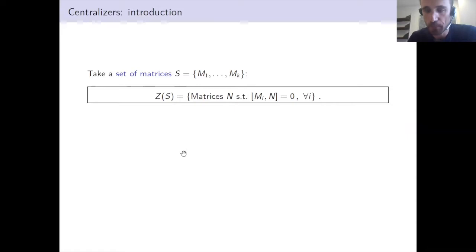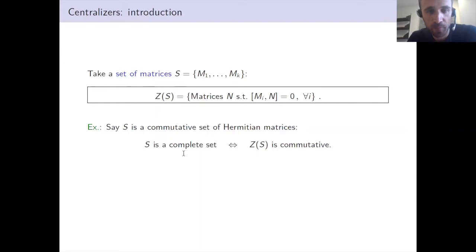So again, what can we say about this algebra? Well, an interesting example is the following. Say S is a commutative set of matrices. So all these matrices commute. This is a commutative set of observables, say. So for example, Hermitian matrices or symmetric matrices or just diagonalizable matrices. And the question is: is S a complete set? Meaning, is it a maximal commutative subalgebra? Or do we need to add some other matrices to make it a complete set? Well, again, the answer is contained in the centralizer. And so S is a complete set if and only if the centralizer is a commutative algebra.